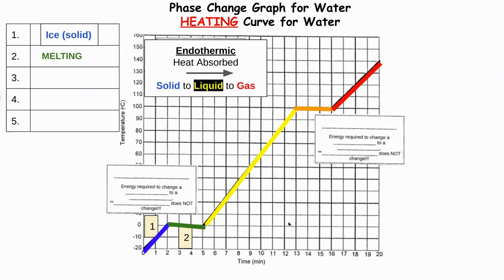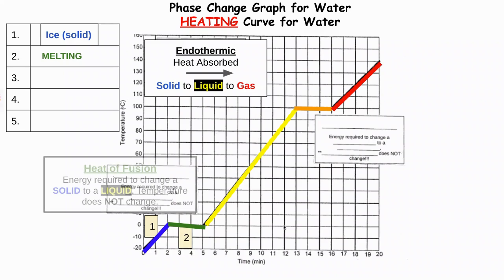We are still adding energy, adding kinetic energy, but this extra energy that we're adding is required to change it from a solid to a liquid. So we don't see a temperature change. The temperature does not change as we're in the phase change. This is the heat of fusion. That is the energy required to change a solid to a liquid. And during the phase change, the temperature doesn't change.